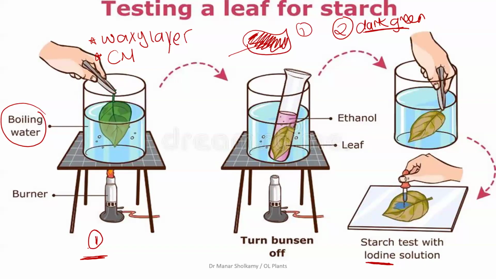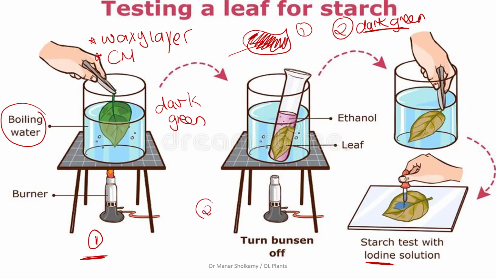After I boil it in water, I still have a second problem. My second problem is that my leaf is dark green. It's a very dark color because it has lots of chloroplast. So I want to remove the chloroplast as much as I can. I want to make this plant leaf light in color so that I can see the color change. So what do I do?